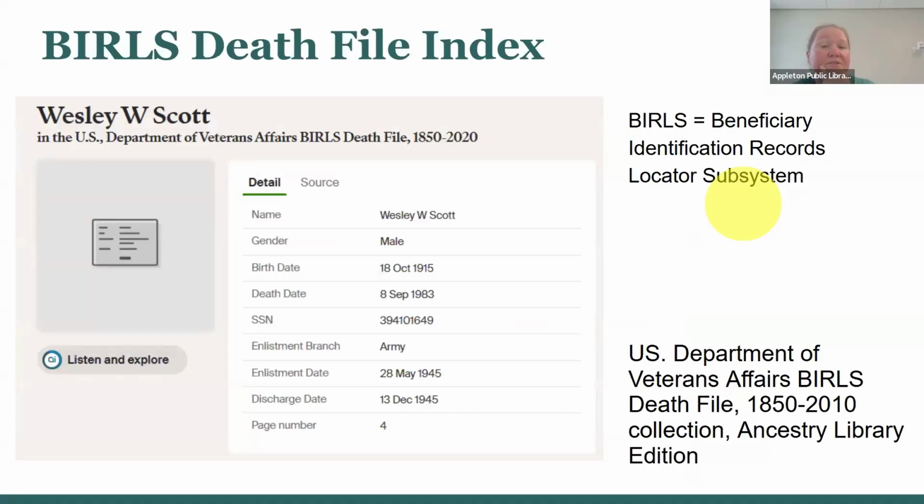Earlier, I'd also mentioned the BIRLS death file. This is a screenshot from Ancestry Library Edition. We're not getting an actual image, but BIRLS stands for Beneficiary Identification Records Locator Subsystem, whatever that means. All I know is that it's for veterans. So you can see the name, birth date, death date, a Social Security number, what branch of service he served in, and enlistment and discharge date. Again, it's giving me a little piece of the puzzle that I can now follow up on to see what else I can get on this veteran.